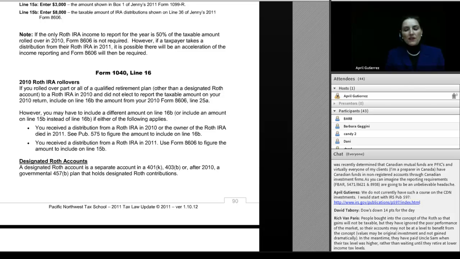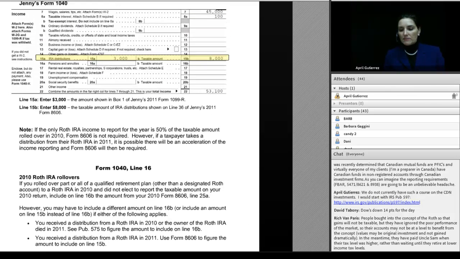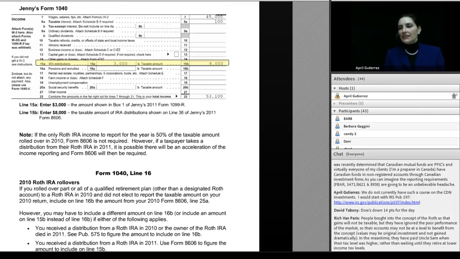Now please note that if the only Roth IRA income that you are reporting in 2011 is the 50% amount from the 2010 conversion, no Form 8606 is required. You can just enter the income directly on the line. So let's suppose then that Jenny had not taken a distribution from her Roth account in 2011. If she had not taken a distribution from her Roth account in 2011, then the amount on line 15A would be 0, and the amount on line 15B would be $5,000, and Form 8606 would not be attached to the return. It would just be a direct entry.